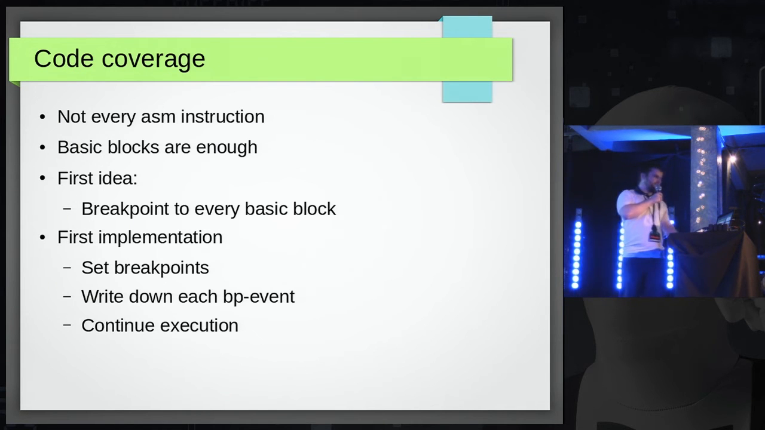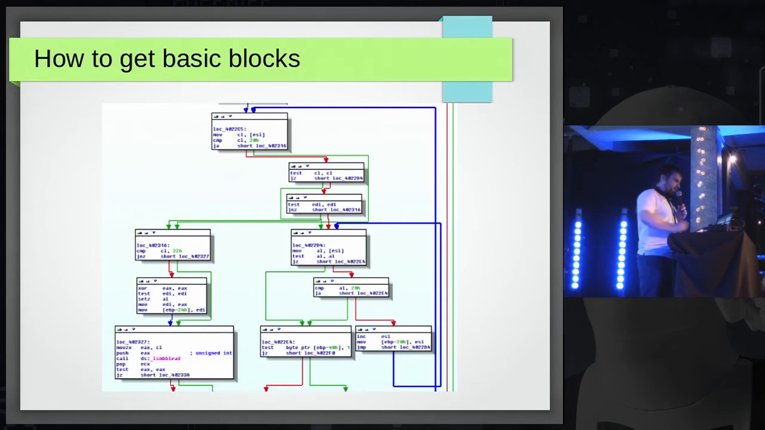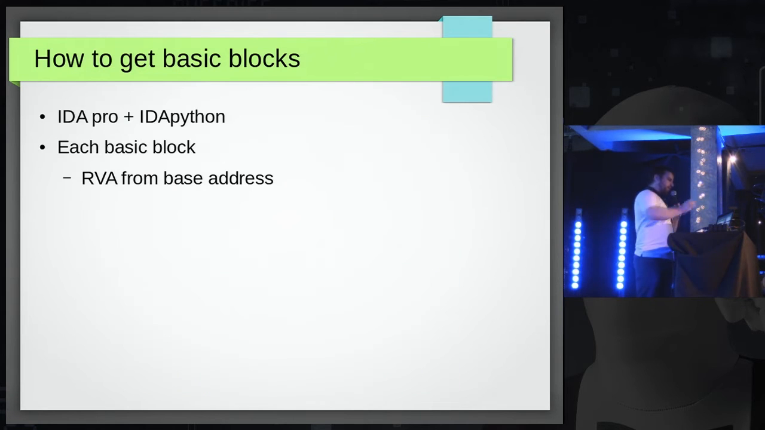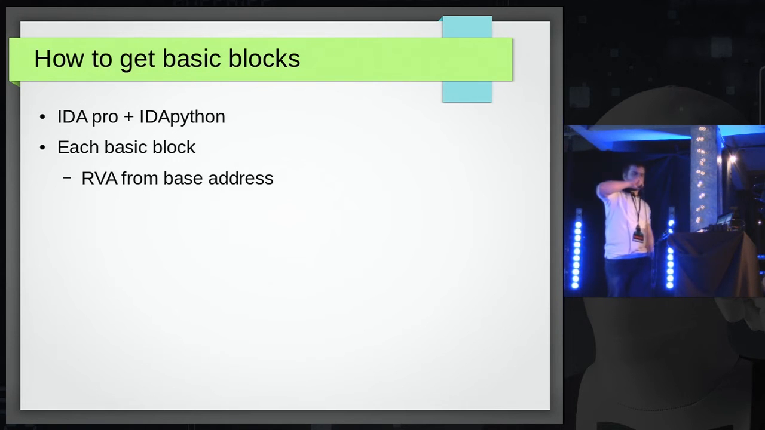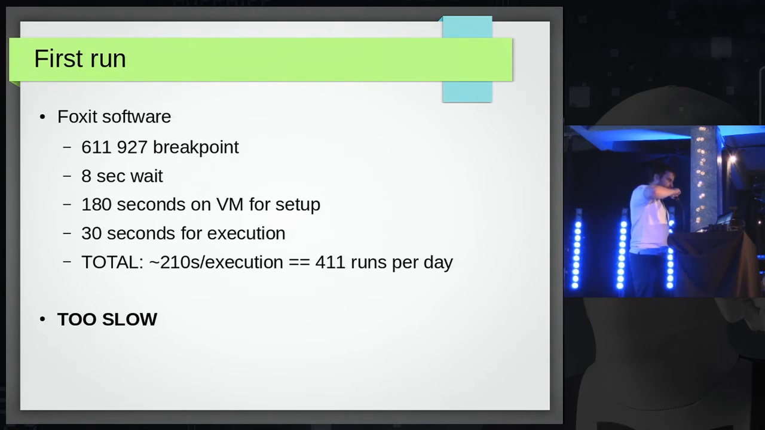So the first idea was to put a breakpoint at the start of each basic block inside the executable, and then just write down all the breakpoints that the code covers. So I used IDA Pro and IDAPython and recorded the relative virtual address, RVA, from the base address for all the basic blocks. My first run was with Foxit software. It had 611,000 breakpoints, or basic blocks.